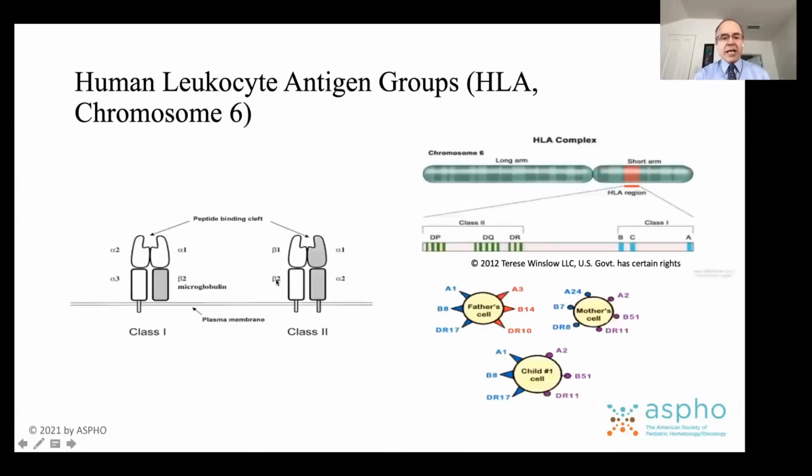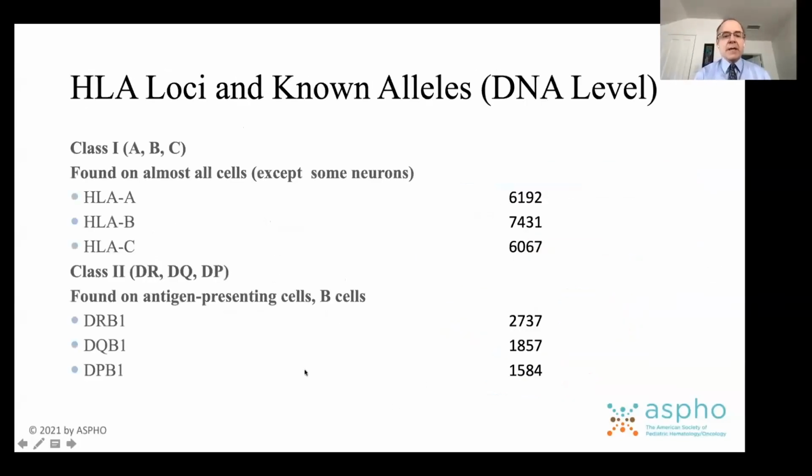Now, let's talk a little bit about HLA. HLA, of course, have class 1 and class 2. Class 1 consists of A, B, and C, and in class 2, all the Ds, DR, DP, DQ. They're located in the short arm of chromosome 6. There are many different possible alleles for each one of these. As you can see, over 6,000 for A, B, and C, and in the 1,000 plus range of different alleles for DRs. So how do you ever find a match?